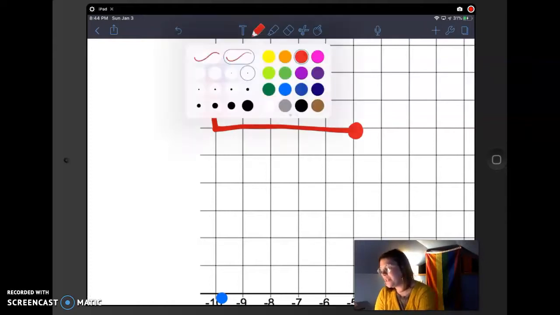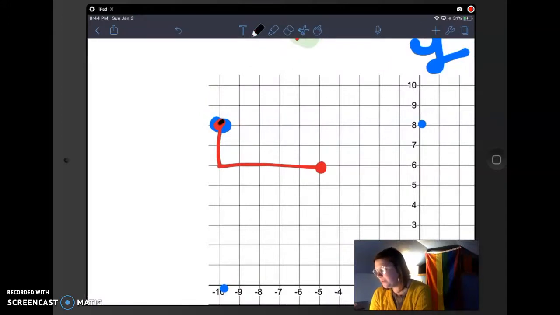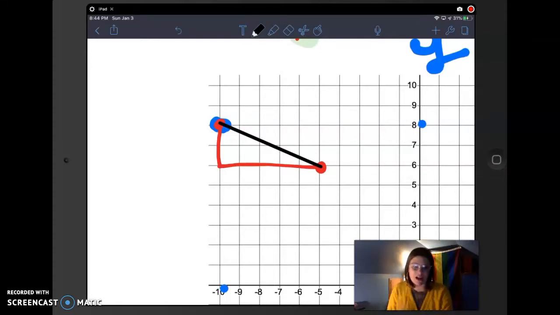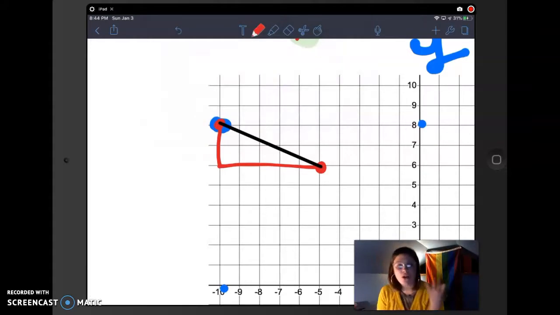Now, remember, I saw a lot of people making mistakes on our last exam. We want to connect those 2 points to remind us where our line belongs. All right. Now, remember, our slope triangle repeats itself.